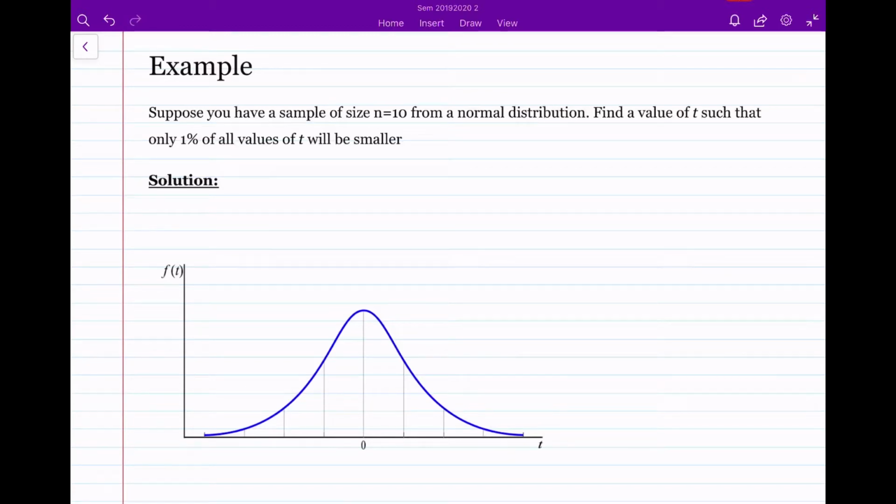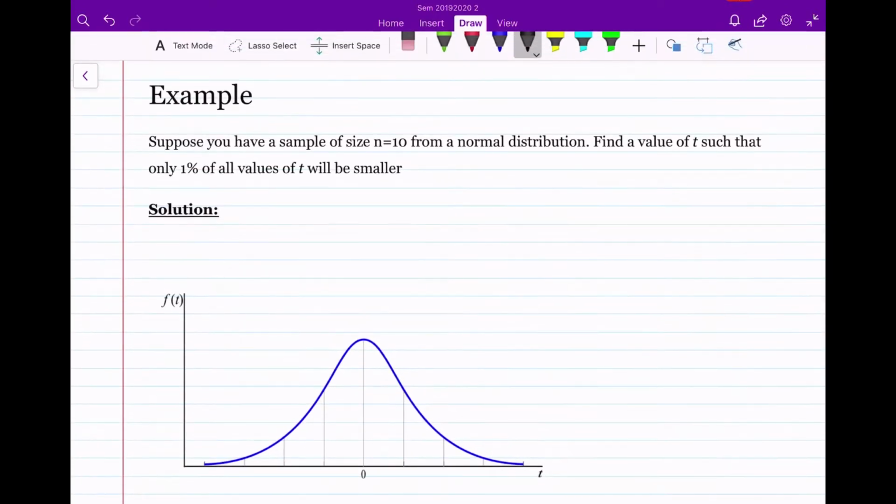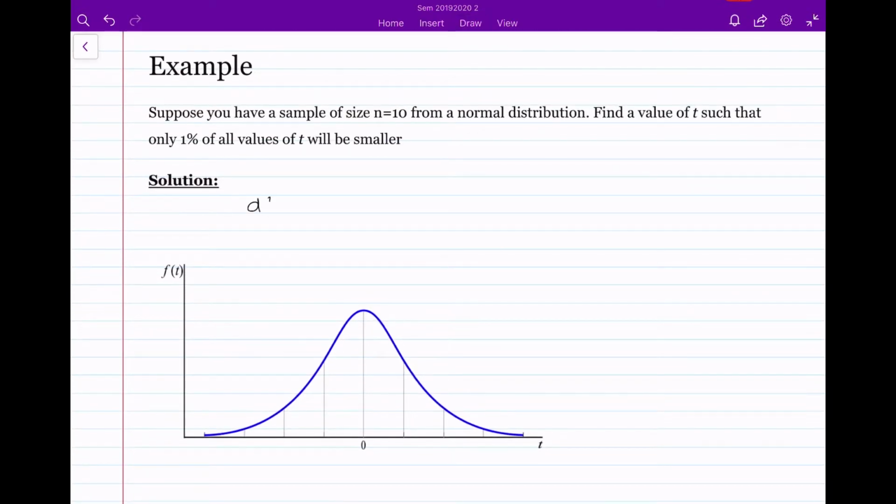Let's take a look at this example in which we will learn how to find out the value of t from the table. Suppose you have a sample of size n equal to 10 from a normal distribution. Find a value of t such that only 1% of all the values of t will be smaller. Means that we need to find a value of t such that only 1% of all the values of t will be lying on the left of that value, because the values on the left are smaller than the values on the right. So first we need to find out the degrees of freedom.